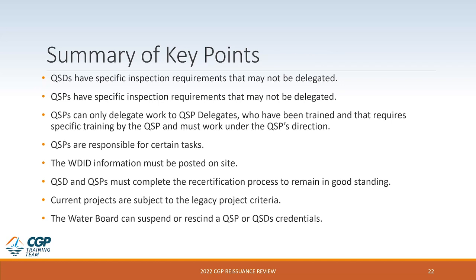So in summary, QSDs have specific inspection requirements that may not be delegated. QSPs have specific inspection requirements that may not be delegated. QSPs can only delegate work to QSP delegates who have been trained, and that requires very specific training by the QSP. They must work under the QSP's direction, and they must be named in the SWPPP. QSPs are responsible for certain tasks in this new permit. The WDID information must be posted on site. Many builders already do this, but it is a new requirement for all projects.